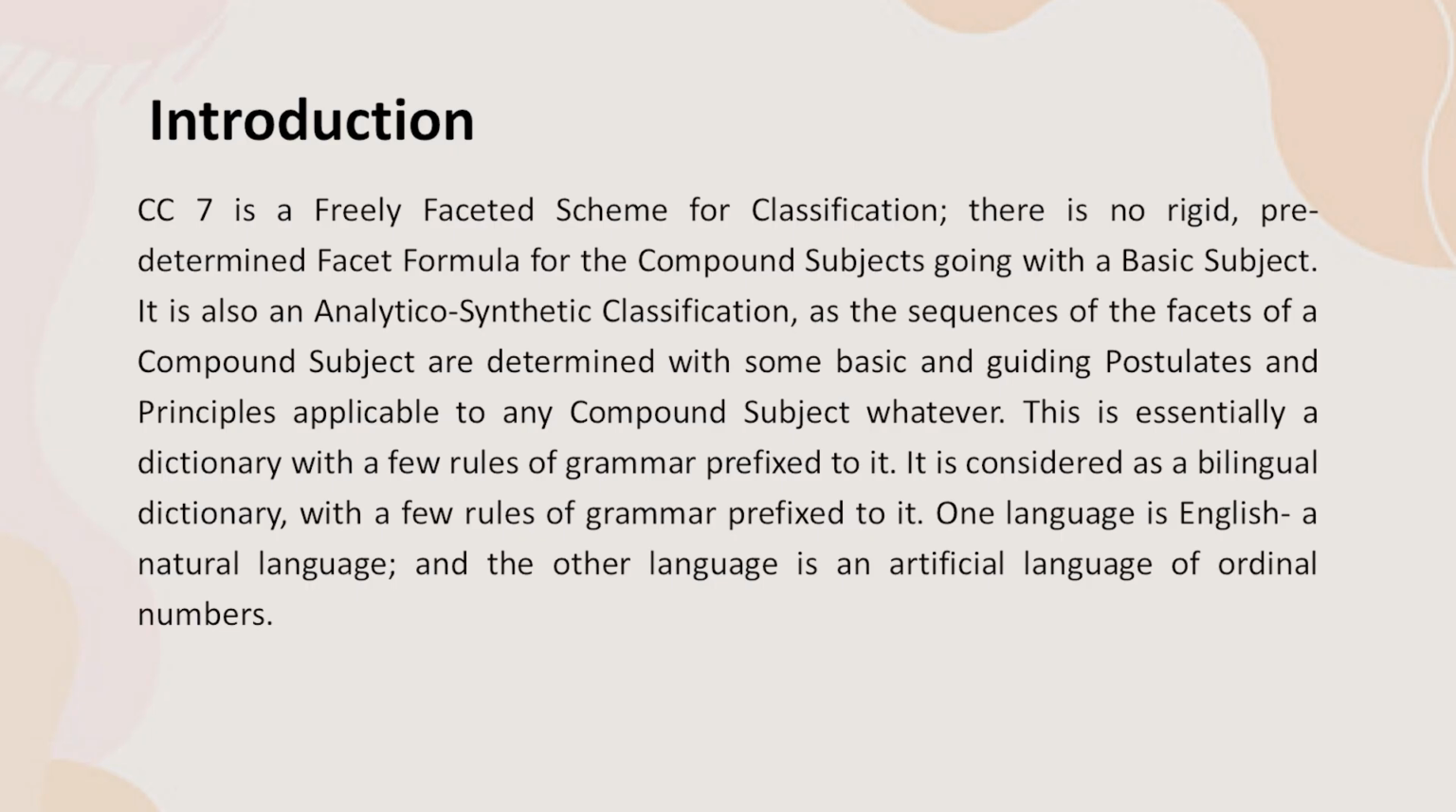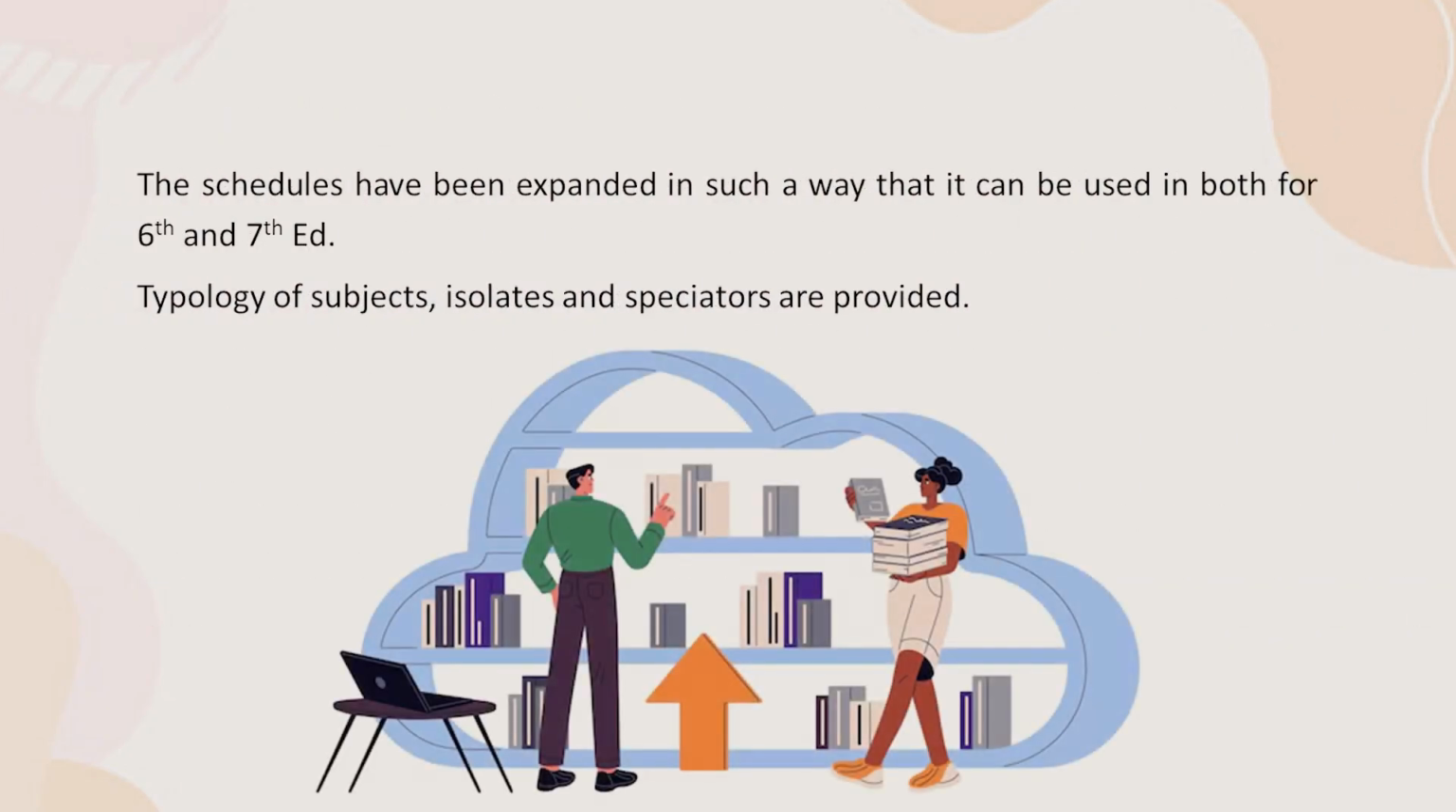This is essentially a dictionary with a few rules of grammar prefixed to it. It is considered as a bilingual dictionary. One language is English, a natural language, and the other language is an artificial language of ordinal numbers. The schedules have been expanded in such a way that they can be used for both the 6th and 7th edition. Typology of subjects, isolates and speciators are provided in the 7th edition.